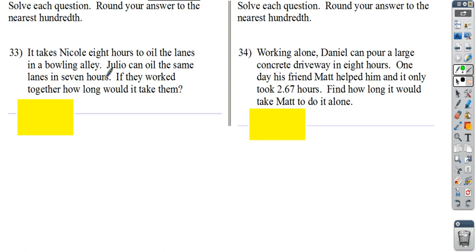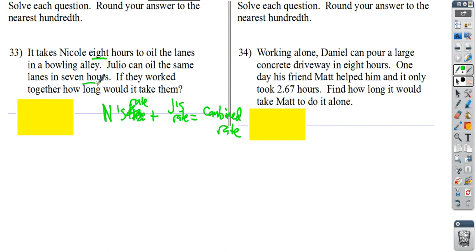All right, last two. It says it takes Nicole 8 hours to oil the lanes in a bowling alley. Julio can oil the same lanes in 7 hours. If they work together, how long would it take them? So here's the setup. Nicole's rate plus Julio's rate is going to equal their combined rate. If you combine their respective rates, they're going to finish obviously faster. So we know our final answer should be something faster than 7 hours, because Julio can do it in 7, and if he's getting help, it should be less than 7.